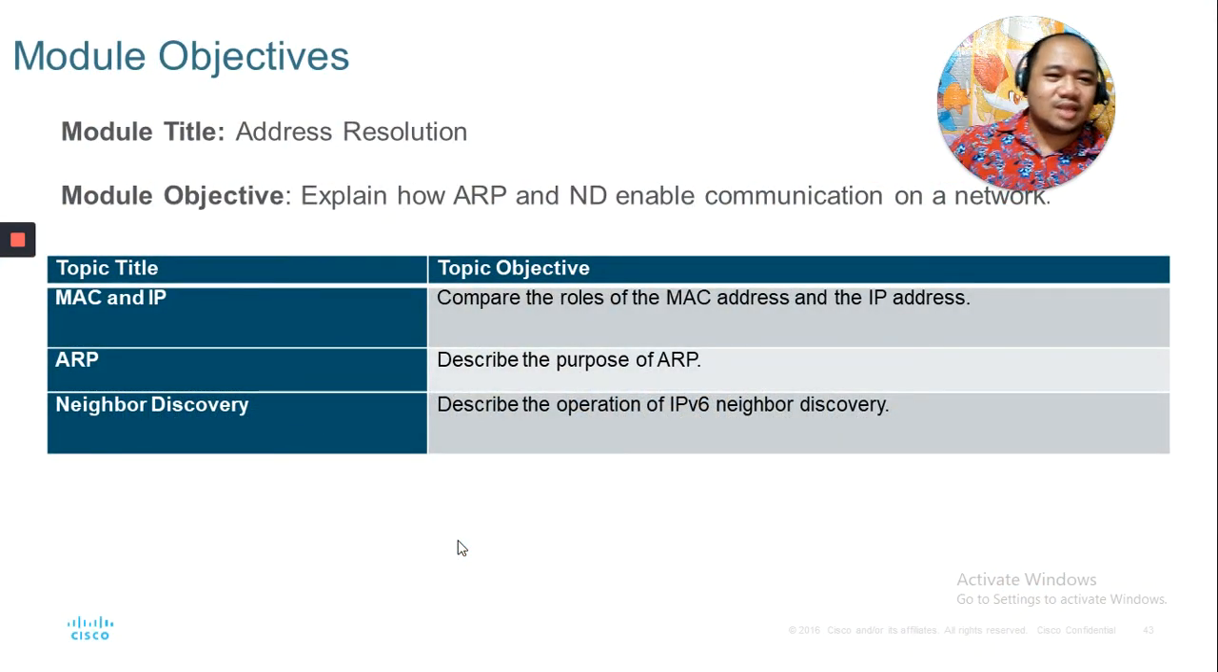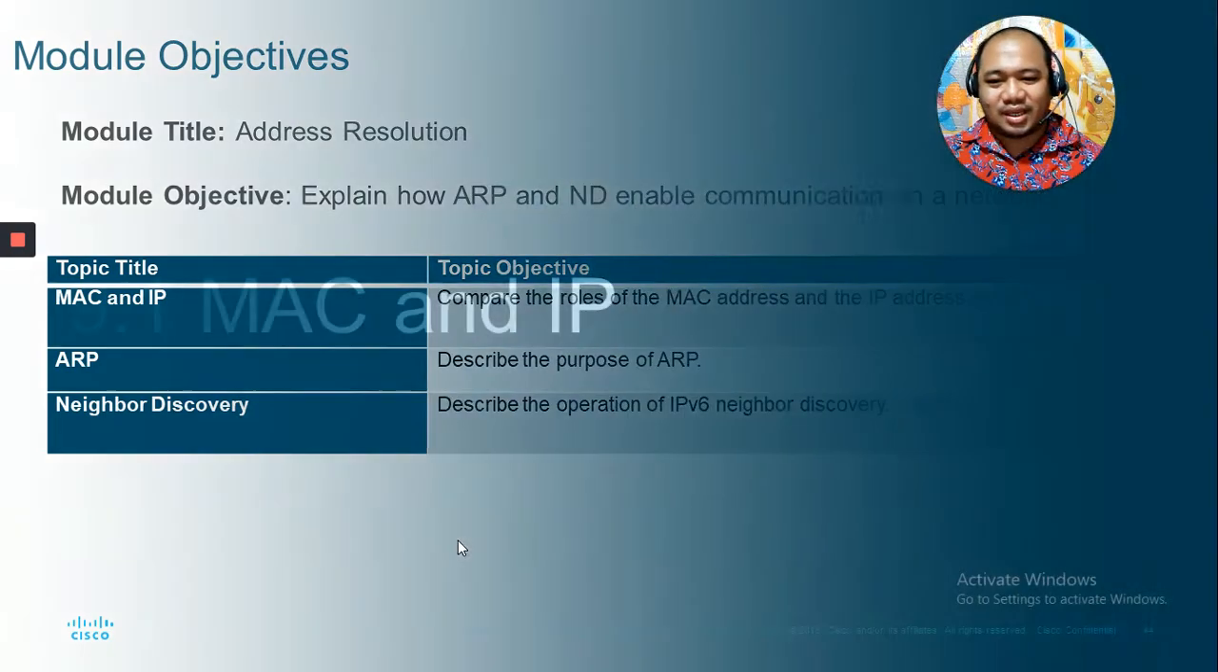We've already discussed this ARP previously in the last video, on module 2. Okay. MAC and IP, what are the objectives? Compare the roles of the MAC address and IP address, describe the purpose of Address Resolution Protocol, and describe the operation of IPv6 neighbor discovery.